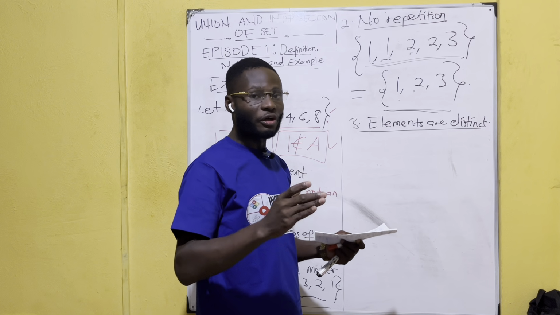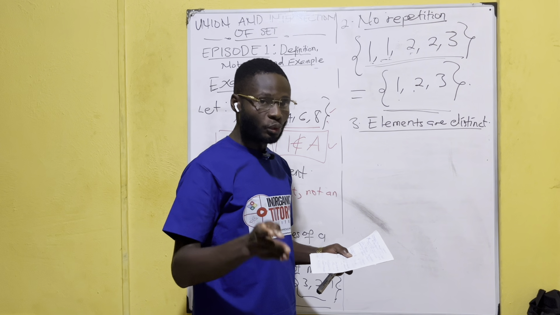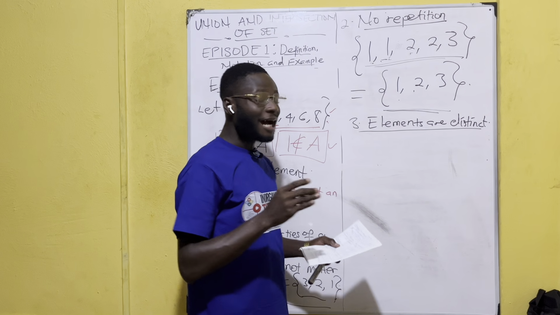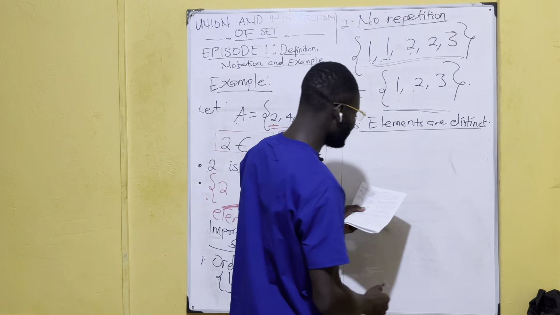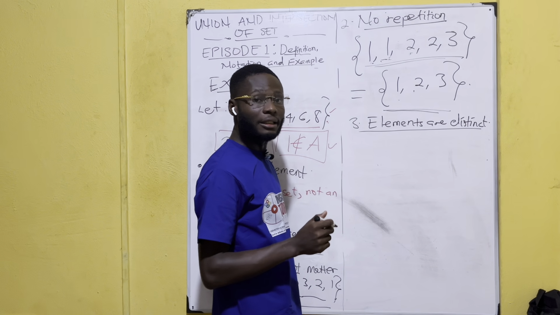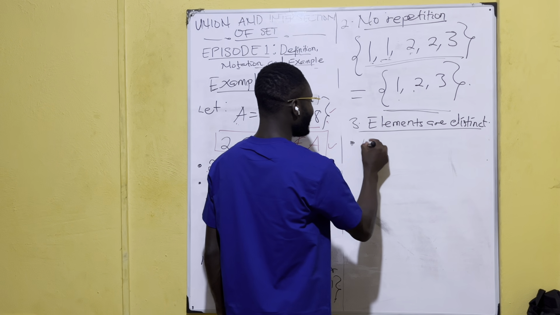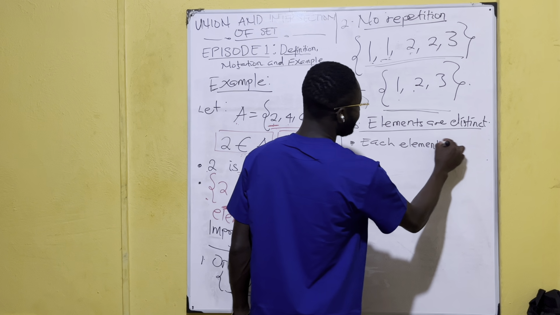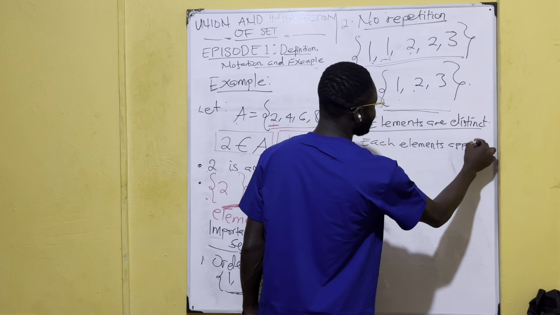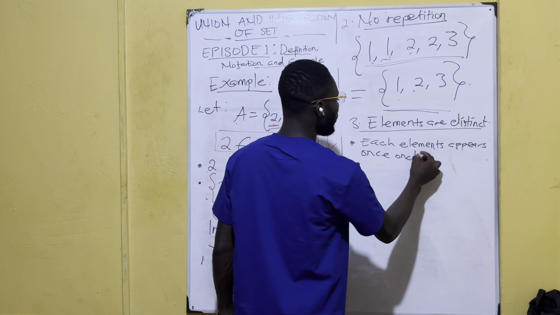1 is 1. When you talk about 1, we know that 1 is 1. When you talk about 2, we know that 2 is 2. So elements are distinct when it comes to what? Sets. Each object appears once only. So that is the property that elements are distinct. Each element appears once only.